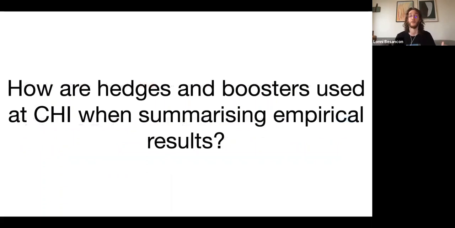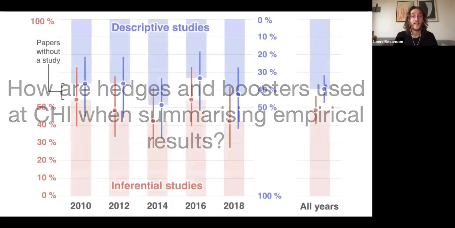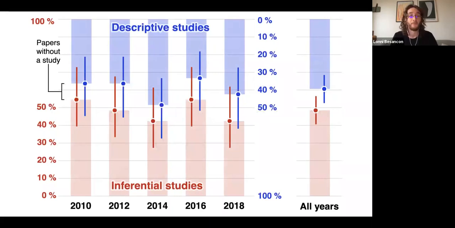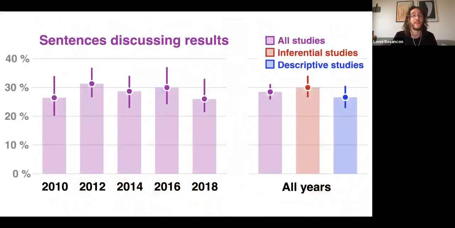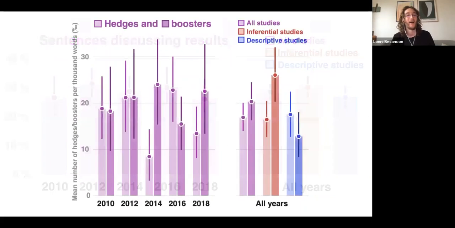So how are hedges and boosters used at CHI when summarizing empirical results? And now we can look at the results we have. So pretty much here you see that, as we saw before, around 50% of papers report on inferential studies. This comes back to the results we had from the previous paper, right? And all the others are more like descriptive studies or papers with no study at all. About the sentences discussing results, not something very interesting here, but we actually found that some papers had a study but didn't discuss the results at all in the abstract, which I think is quite funny. But there's not much to discuss here for you today.